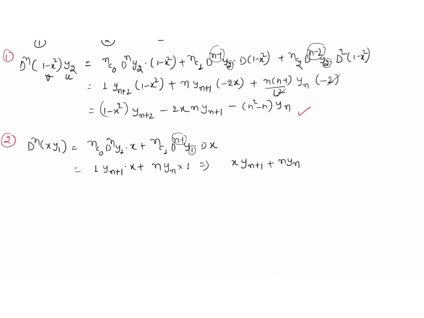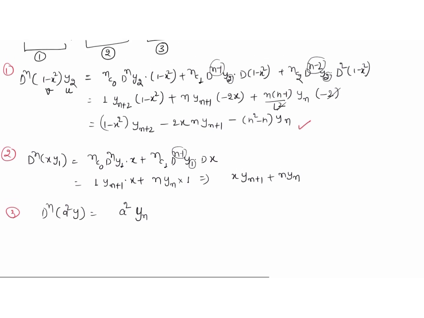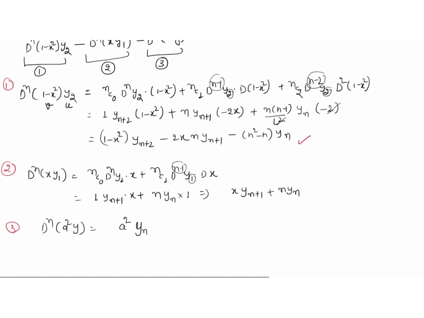Now the third one is Dⁿ of a² y, so the result is a² yₙ. Fine. So just add 1, 2 and 3 according to the given equation. Say that this is equation 2.